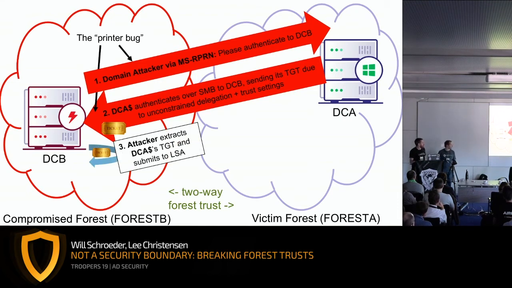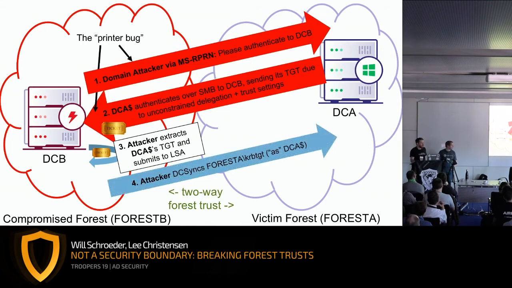The attacker will then extract DCA$'s ticket granting ticket out of memory, which we can do because we're admin on the server. We're going to submit that to LSA. And now it is as if we are DCA$, and then we can just DCSync as DCA$ and compromise all the credential material in the forest for forest A. So this is the entire attack.